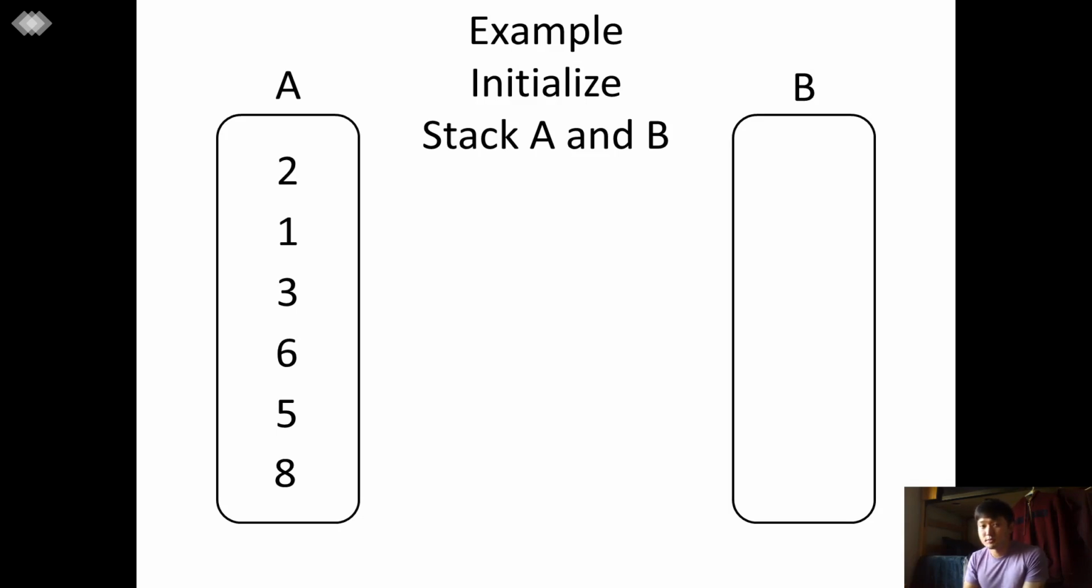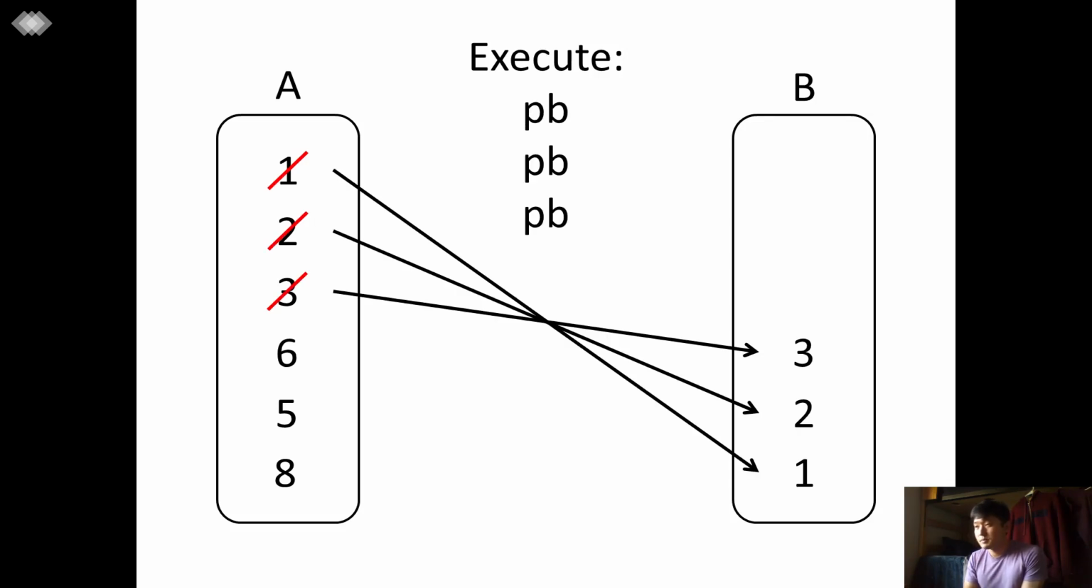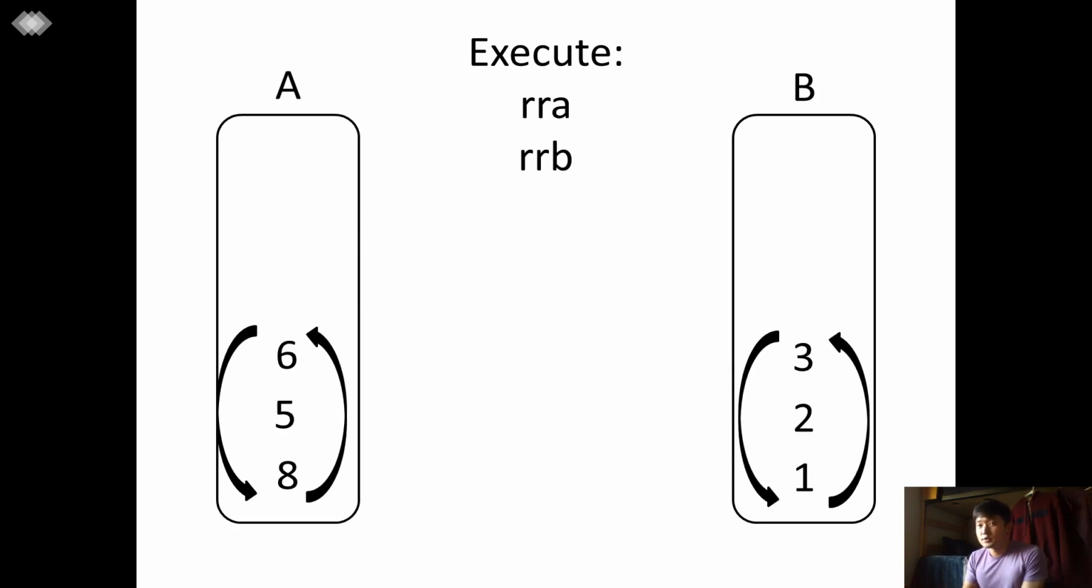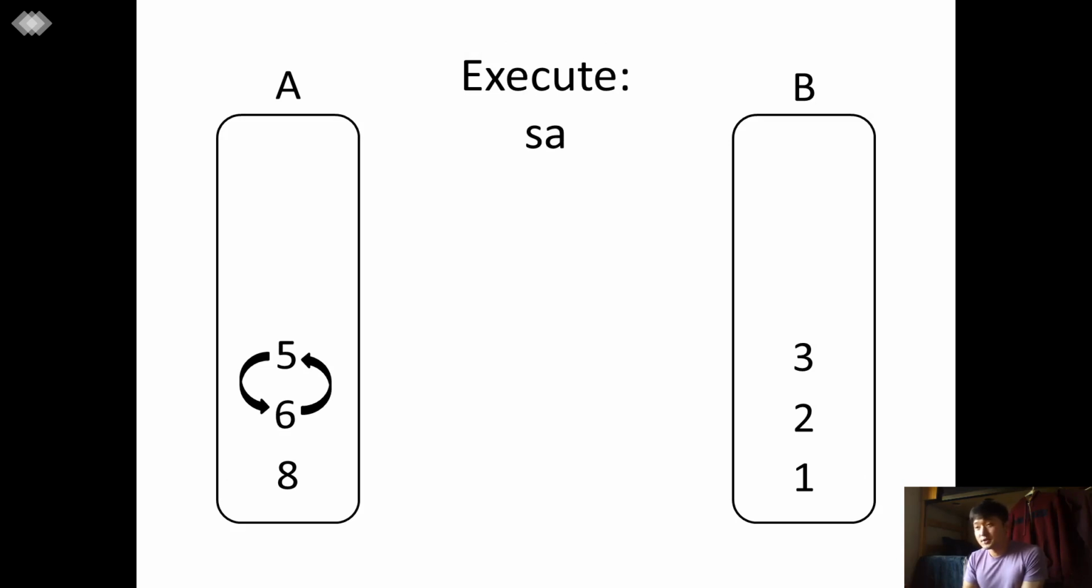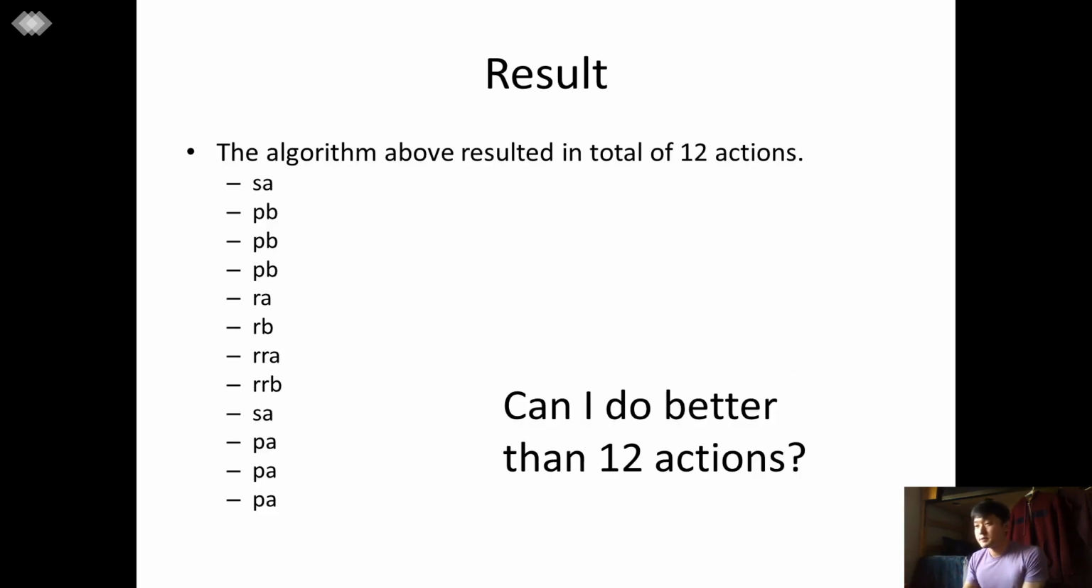This is the visual demo, which is going to be easier to understand. So stack A has a set of random numbers right now, and B is just empty. Using SA, 1, 2 is now sorted. Using PB, you send to the stack B. Use RA, RB to send the elements to the bottom of the stack A and B. RRA, RRB, you use it to send the very bottom to the top. And then you use SA in this case to swap the first two of A, and then at last you send PA to make the A sorted. This resulted in 12 actions.